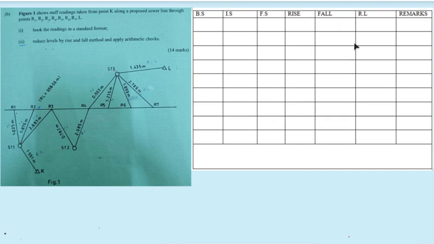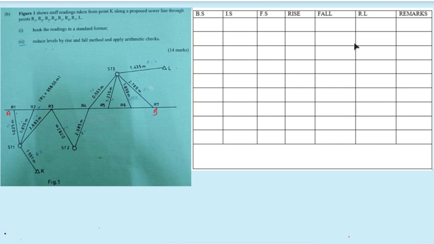So we have been given a proposed sewer line and the surveying has been done around the sewer line from point A up to point B. At point A we have reduced repo A1, and at point B we have reduced repo at point number 7. What is required in this question is to book the readings in standard format, reduce the repos by the rise and fall method, and apply arithmetic checks.